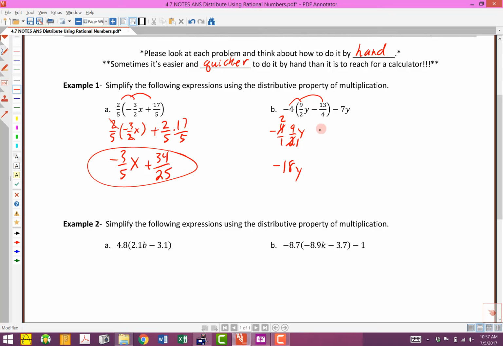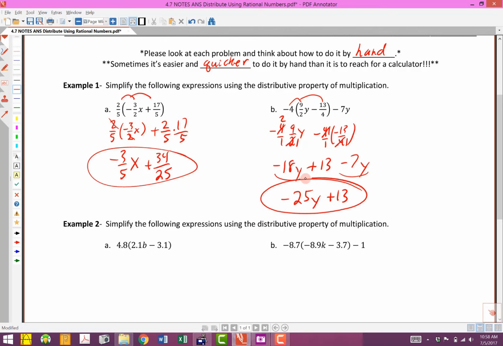And when we multiply here, again, I'm going to think negative 4 over 1 times negative 13 over 4. Something interesting happens on both of these. The denominator canceled and we ended up with a whole number. The same thing's going to happen here because 4 goes into 4 once with each one of those. We just need to make sure we've got a negative times a negative, so that's a positive 13. And then remember, we're not distributing through here, so this is just a negative 7y. Now we'll go ahead and collect the like terms so that we can simplify this completely. So we get negative 25y plus 13, and there's our answer there.